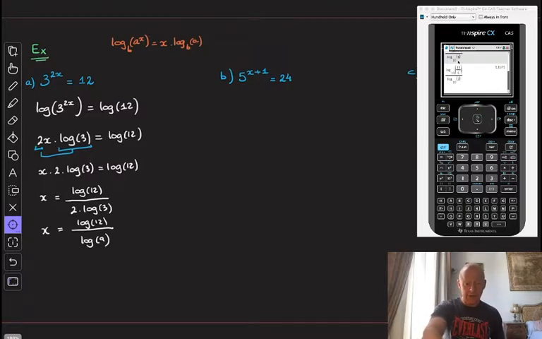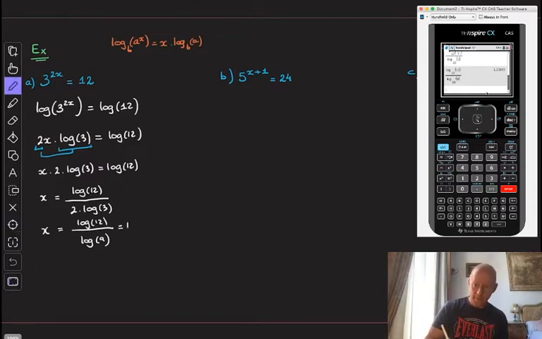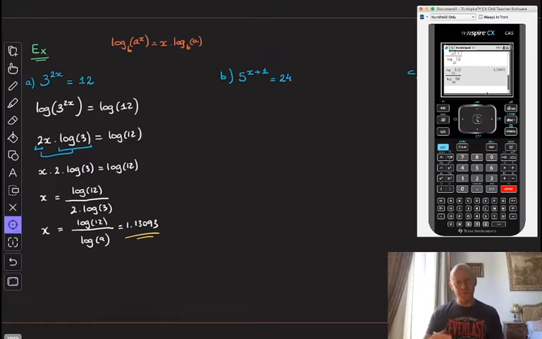Now if I actually calculate that with my calculator, what do we get? I type log base 10 of 12, divided by log base 10 of 9. That's equal to 1.13093. That's the answer.